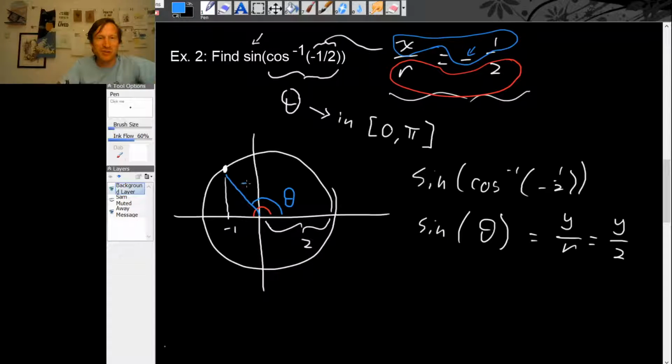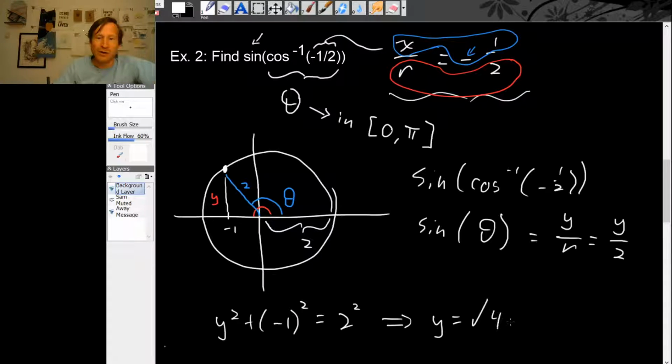We have this right triangle. The hypotenuse is 2. The x-coordinate is minus 1. So we just need to figure out what is the y-coordinate here. And of course, the Pythagorean theorem says that y squared plus our x-coordinate, negative 1 squared, is r squared, and that's 2 squared. So this tells us, if you do the computation and solve for y, you get y is plus or minus the square root of 4 minus 1. So plus or minus root 3.